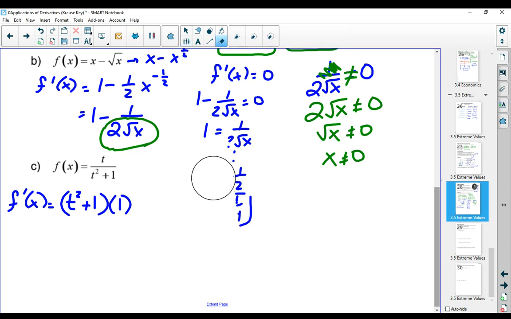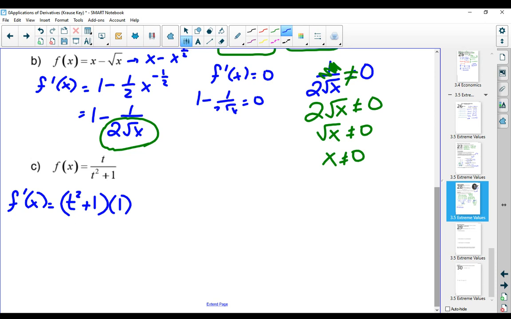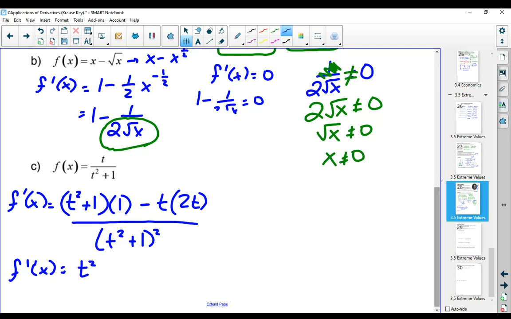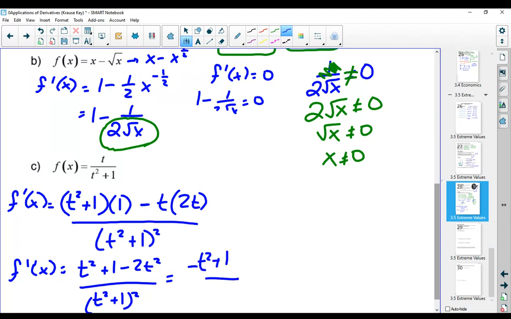I'm just going to erase the section from before. t squared plus 1 times 1 minus t times the derivative of t squared plus 1, which is 2t, and then it's all over t squared plus 1 all squared. Now, simplifying that down, we're going to have t squared plus 1 minus 2t squared all over t squared plus 1 all squared. Simplifying that down, we're going to have negative t squared plus 1 all over t squared plus 1 all squared.